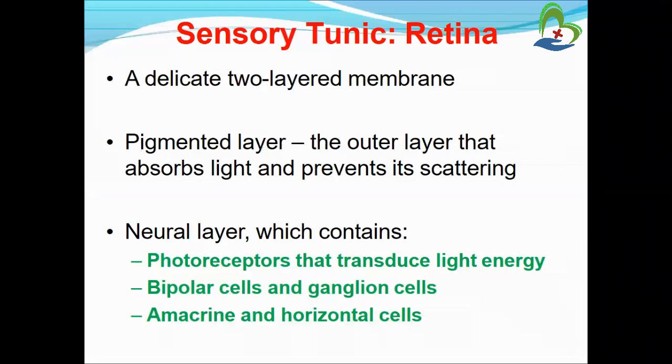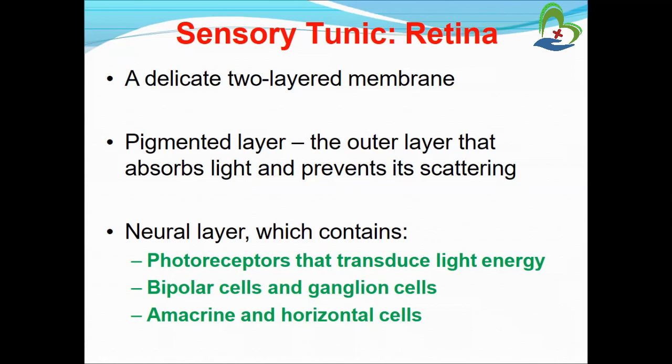So, what is the retina? It is known as a sensory tunic, a delicate two-layer membrane. Which two layers? First is the pigmented layer, and second is the neural layer. The pigmented layer is the outer layer, and it absorbs the light and prevents its scattering.